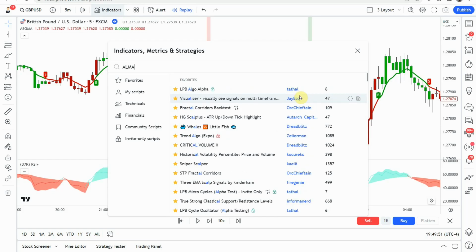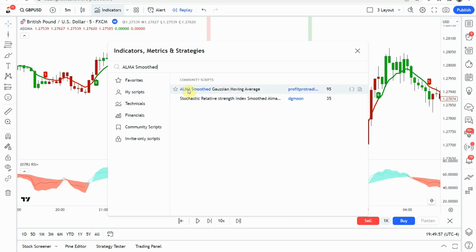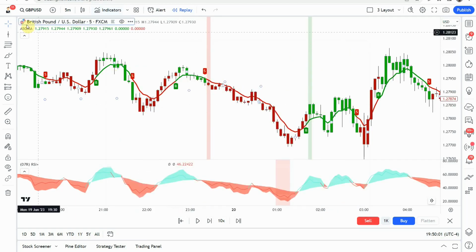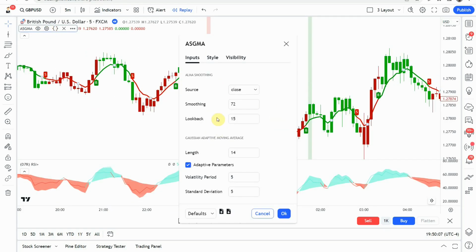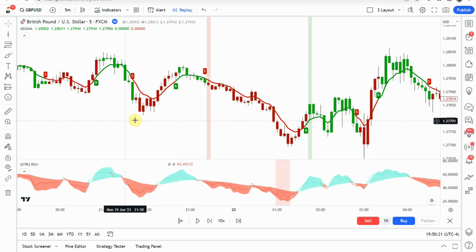And so let's pull that up here. It's going to be this one right here, the Alma Smooth Gaussian Moving Average. You'll put that on screen. That's the one up here on price action that gives these S and B tags there. You will want to go in and change the settings to this here. So smoothing 72, look back 15, length 14, volatility period 5, and standard deviation at a 5.